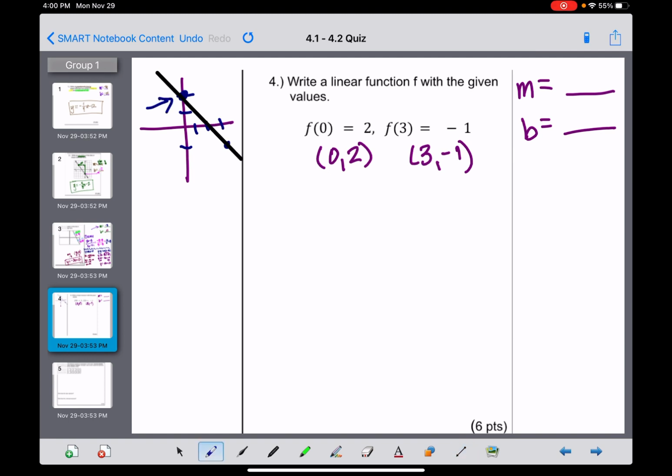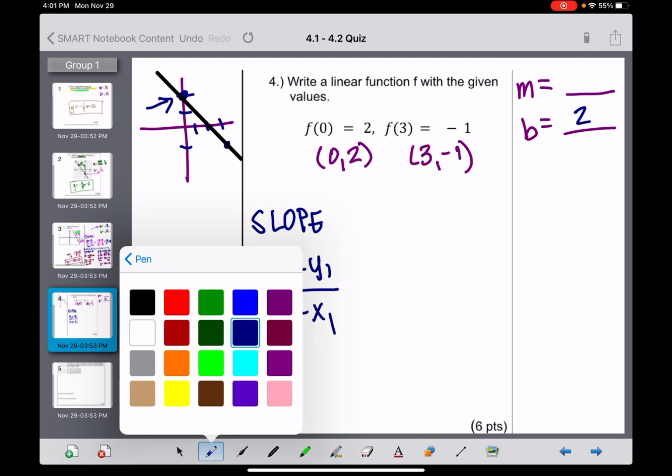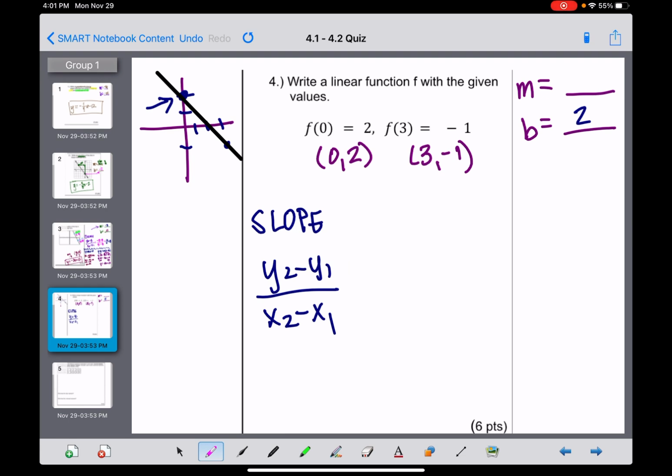So I did give you the y-intercept. The y-intercept was positive 2. I did not give you the slope, though. So we're going to have to use our slope formula again. I'm going to label my coordinates to make it easier to substitute. I'm going to make this my first coordinate and this my second coordinate.